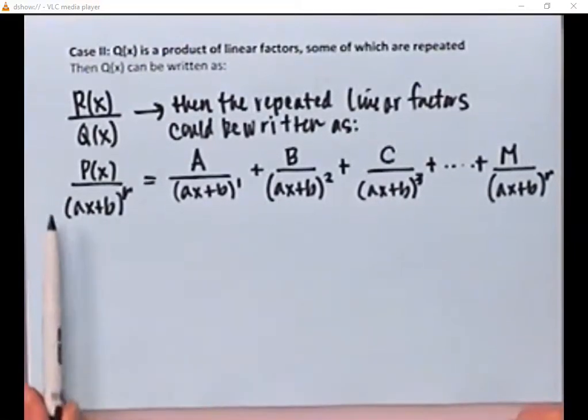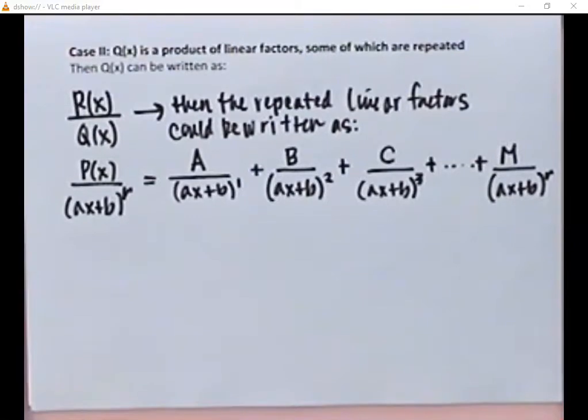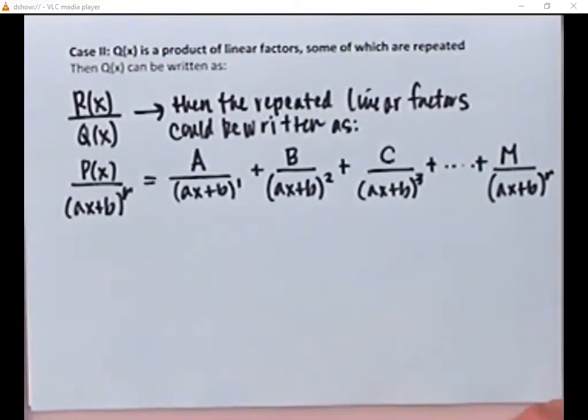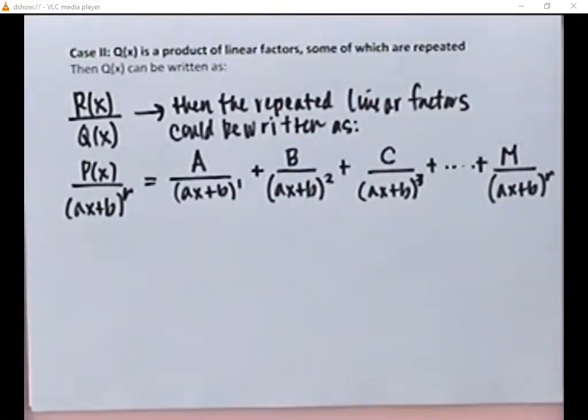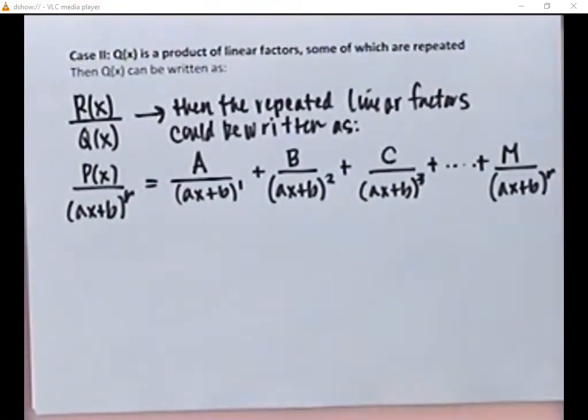So whatever power this has been repeated to, if the highest power is the second, you're going to have to set up a fraction for the first and the second power and find those constants on top. In addition to whatever other linear factors you might have, you'll set up a fraction for each of them. So if this was to the third power, you'd have to set up 3 separate fractions, one for each of its powers. So that's an r, just to say in general, you have to go up to the rth power, whatever it might be.